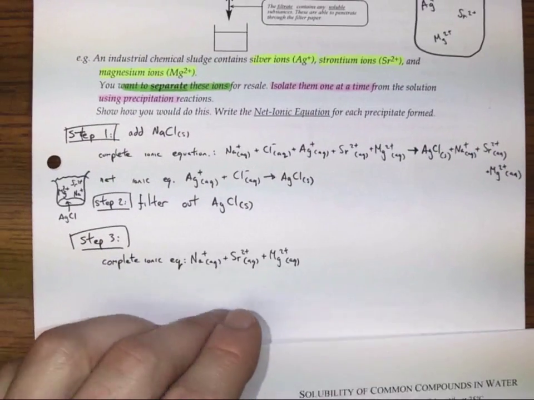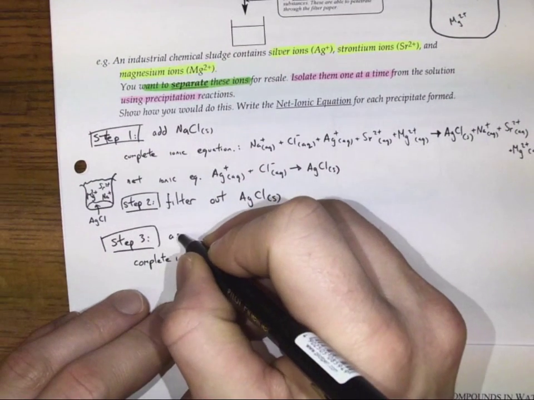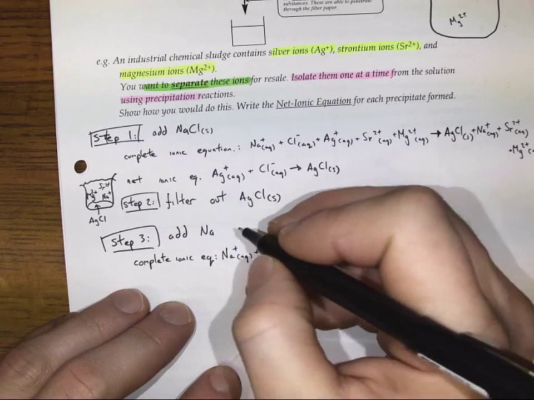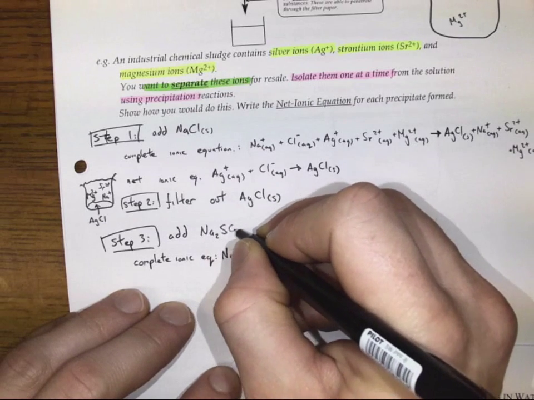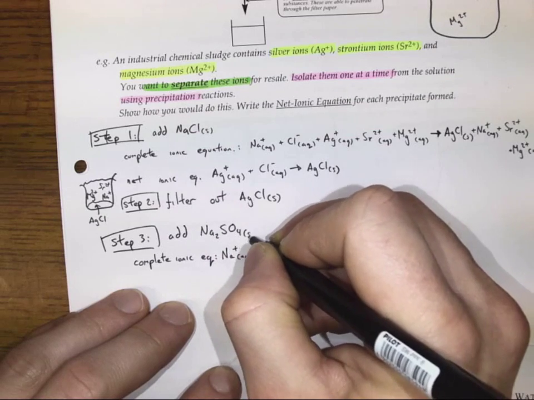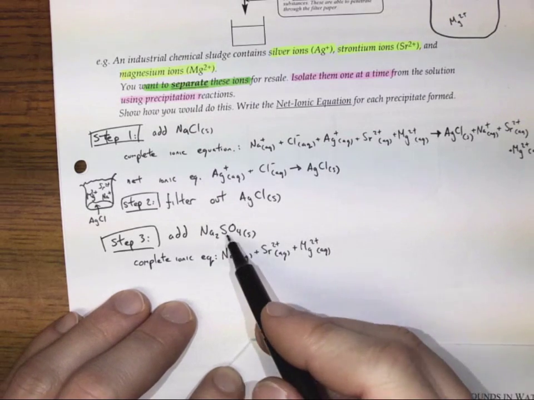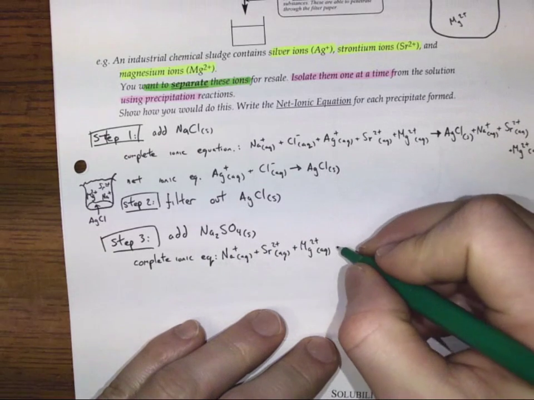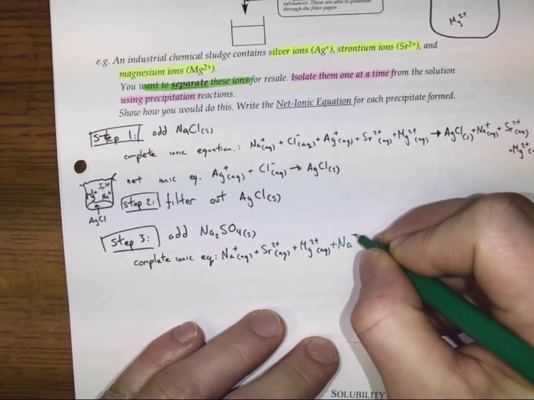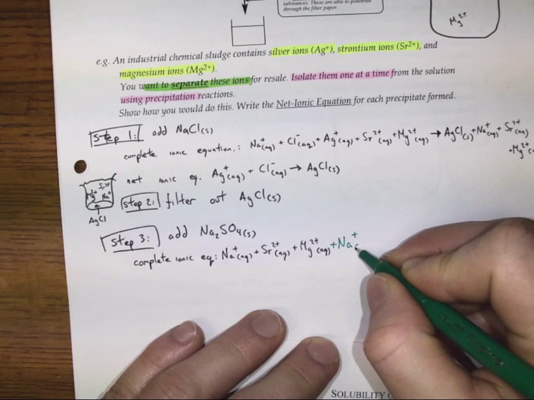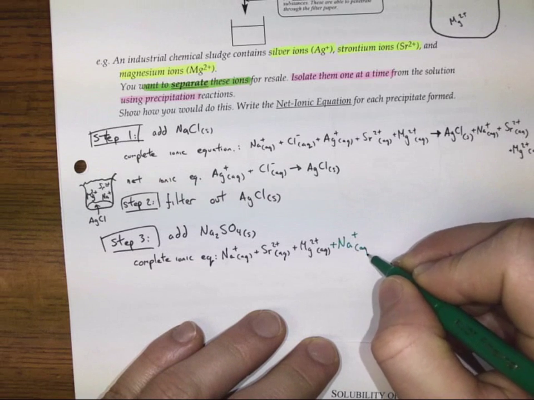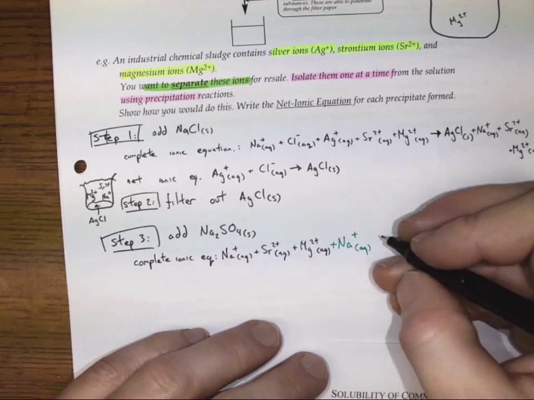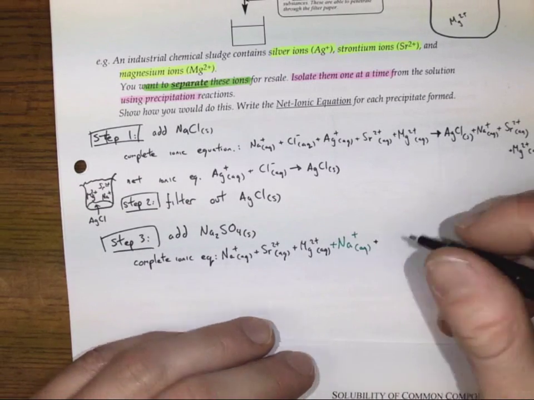So step 3, I'm going to add sodium sulfate, Na2SO4. So we're going to add some sodium sulfate, which means we're going to add 2 new ions. I think I'm going to use some more colors here. So sodium ions, aqueous. Oh, I don't even need to say that I've got sodium, I already had sodium. Plus some sulfate ions.